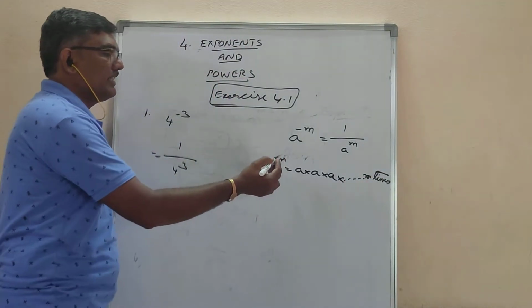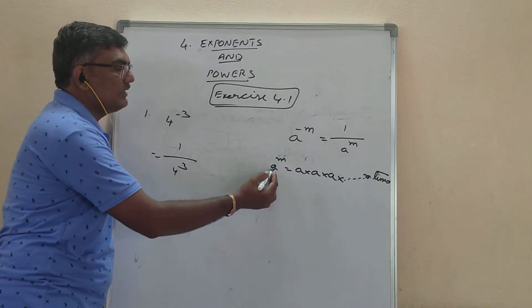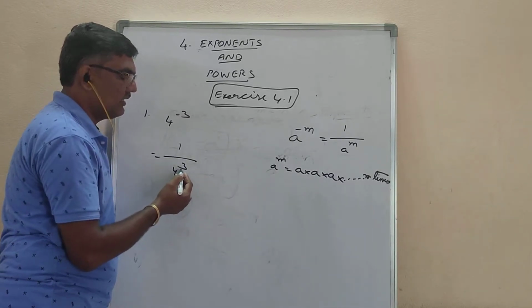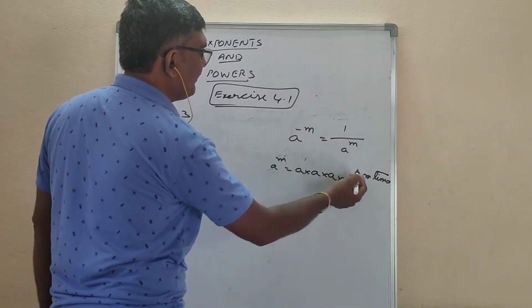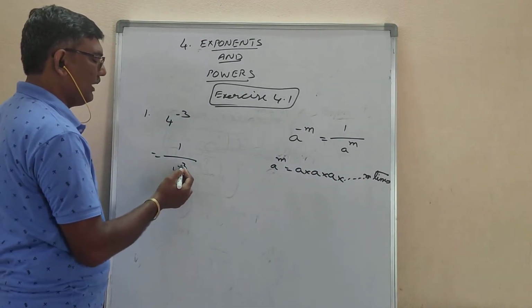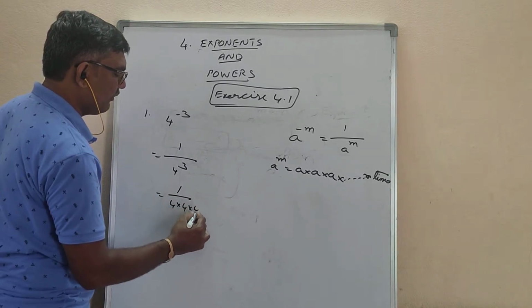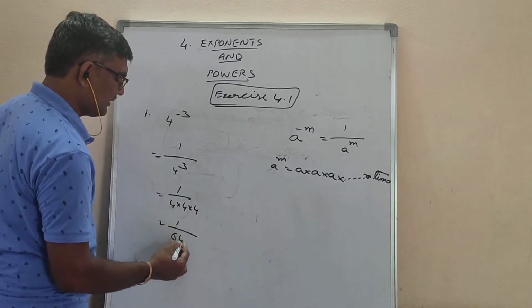So a power m means a multiplied m times, like 4 cube. Here a is the base, here 4 is the base, here m is the power, here 3 is the power. So a you have to multiply m times. Here 4 you have to multiply 3 times. 4 into 4 into 4. 4 4s are 16, 16 4s are 64.